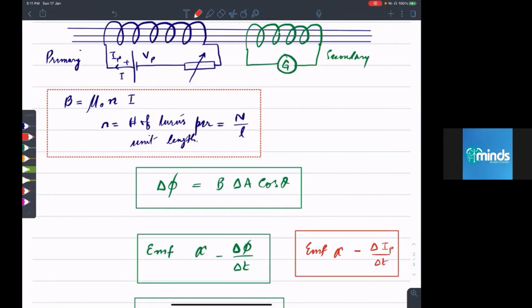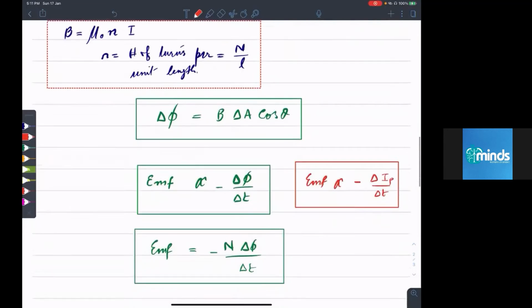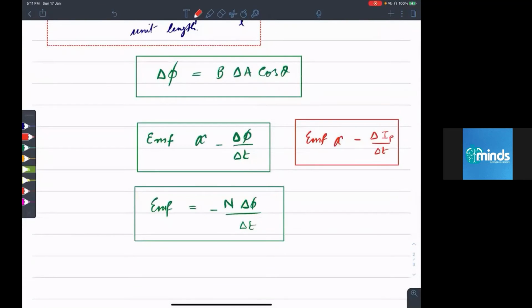You can say induced EMF is directly proportional to rate of change of flux, or induced EMF is directly proportional to rate of change of current. When it comes to a statement, you can state it in any way. You can write this equation in terms of flux. You can write this equation in terms of current.